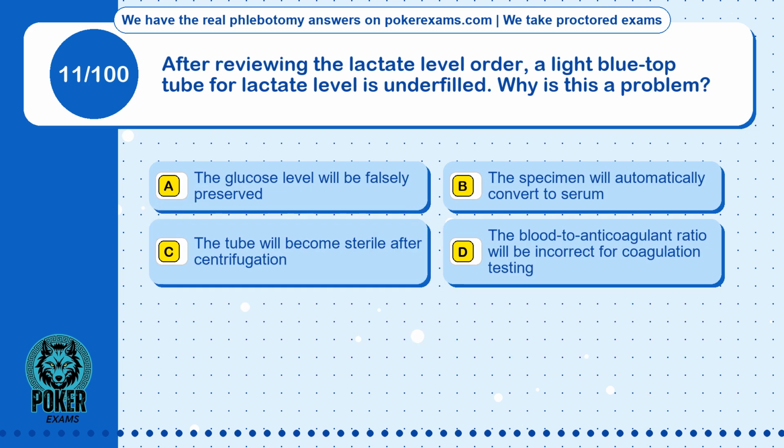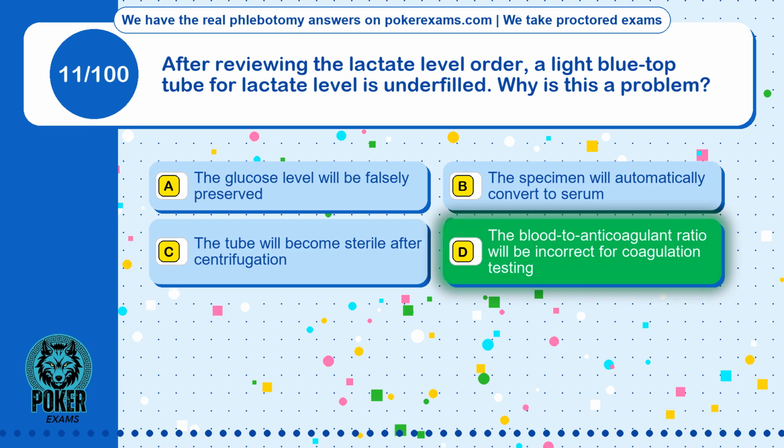Question 11. After reviewing the lactate level order, a light blue top tube for lactate level is underfilled. Why is this a problem? Option A. The glucose level will be falsely preserved. Option B. The specimen will automatically convert to serum. Option C. The tube will become sterile after centrifugation. Option D. The blood to anticoagulant ratio will be incorrect for coagulation testing.